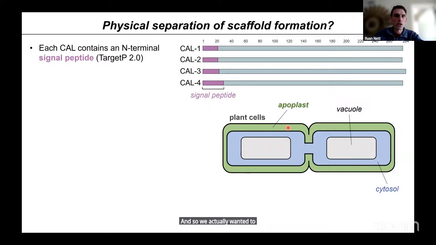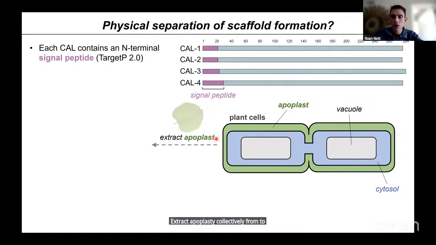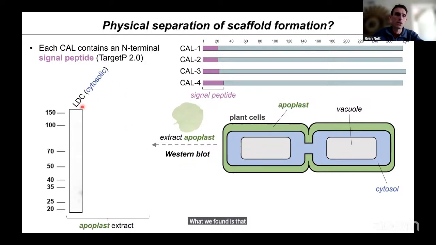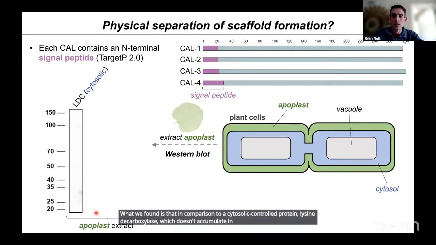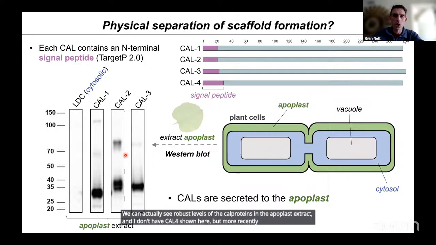And so what we could do was tag our CAL proteins with histidine, 6x histidine tags, extract apoplast selectively from tobacco leaves expressing our proteins, and then perform Western blots. And what we found is that in comparison to a cytosolic control protein, lysine decarboxylase, which doesn't accumulate in the apoplast, we could actually see robust levels of the CAL proteins in the apoplast extract. And I don't have CAL4 shown here, but more recently we've been able to show this for CAL4 as well. And so this result suggests that the CALs are actually secreted to the apoplast.